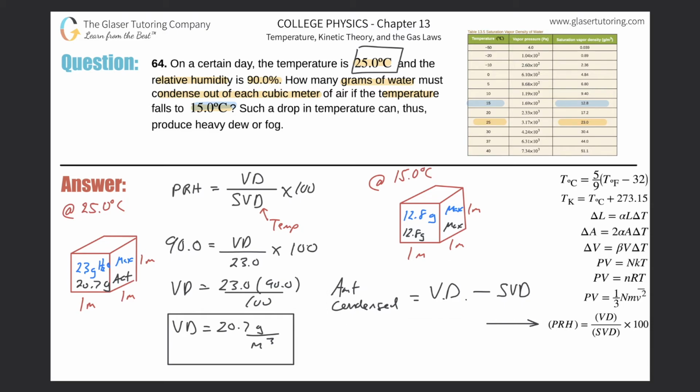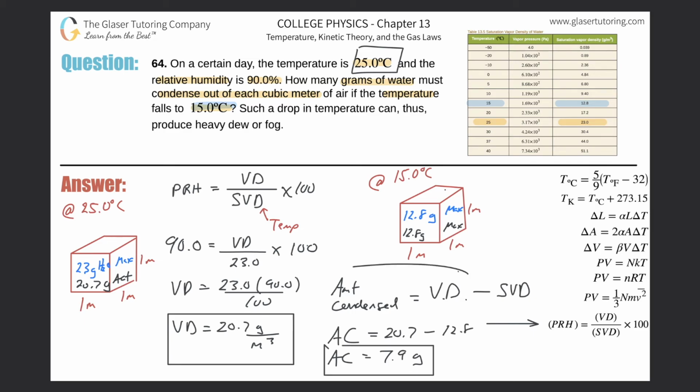If the value is positive, that is the amount that is then condensed. So I could say that the amount condensed would be equal to 20.7 minus now this maximum, which is 12.8. The amount condensed will then simply be the subtraction of 20.7 minus 12.8, and it works out to be 7.9. So 7.9 grams would be the actual mass of water that is going to condense out of 1 cubic meter. This is the answer.